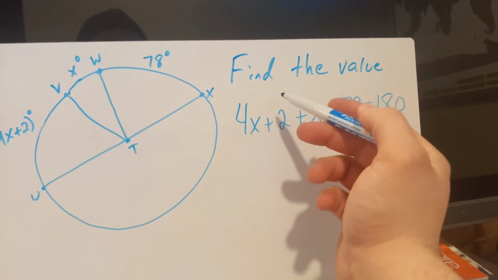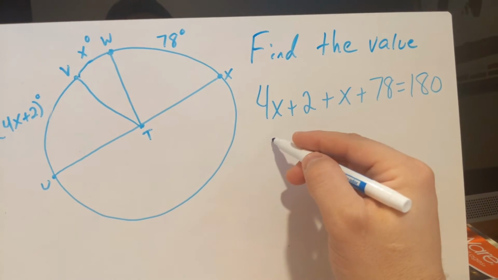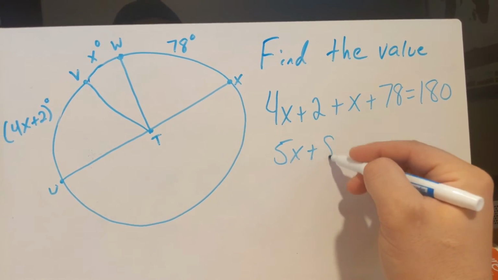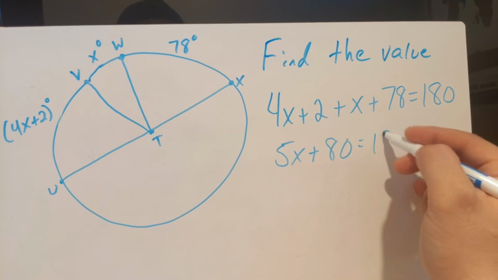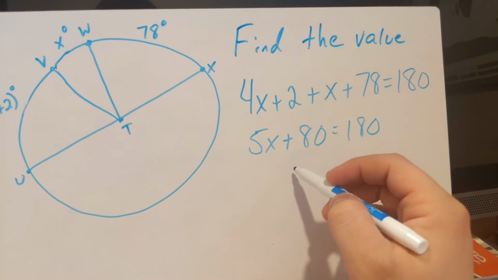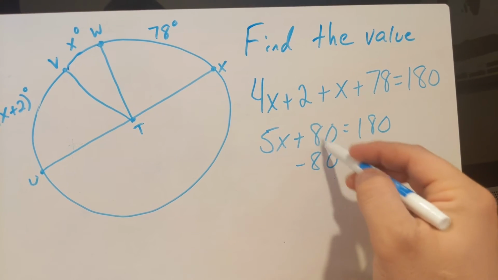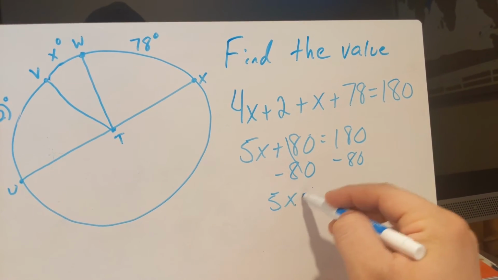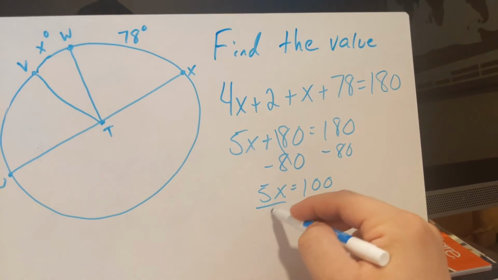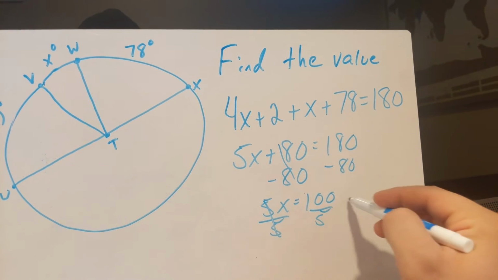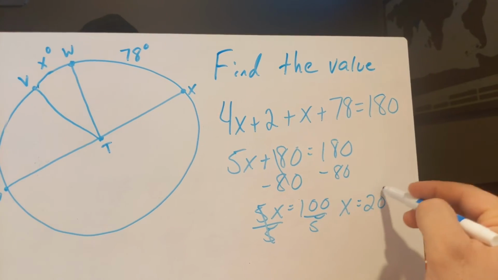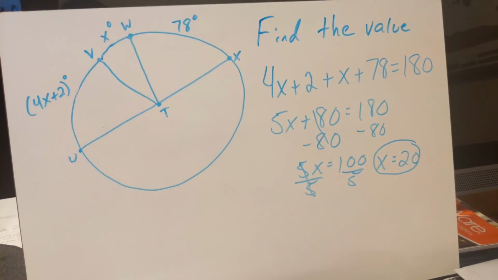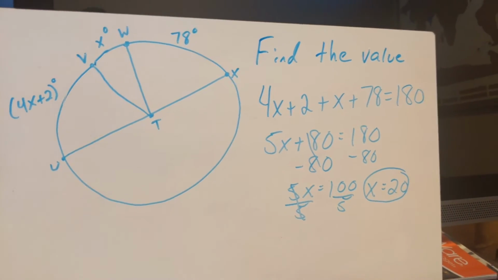Let's combine like terms. 4x plus x is 5x. 2 plus 78 is 80. So 5x plus 80 equals 180. You balance the equation by subtracting 80 from both sides, and you get 5x equals 100. Divide by 5, and now x equals 20. Did they want you to do anything else with this? No, they just want you to find what x equals.